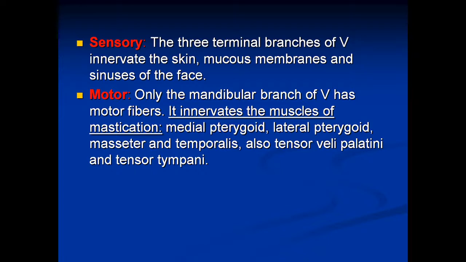So mandibular branch of the trigeminal nerve innervates the muscles of mastication: medial pterygoid, lateral pterygoid, masseter and temporal. And also mandibular branch innervates tensor veli palatini and tensor tympani. Once again, mandibular branch of trigeminal nerve is a mixed branch because it has motor and sensitive fibers. Motor fibers of this nerve innervate the muscles of mastication and also tensor veli palatini and tensor tympani.